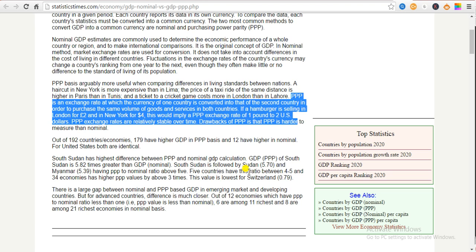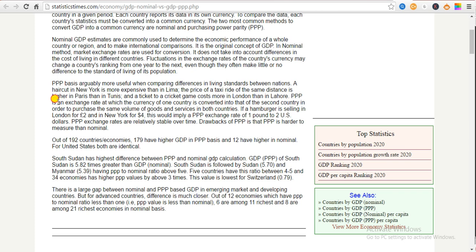So the PPP is an exchange rate, its own exchange rate. So you see, it's an exchange rate at which the currency of one country is converted into that of a second country in order to purchase the same volume of goods and services in both countries. So what they do is they use this exchange rate as a constant between the two countries to purchase the same value of goods. This is a basket of goods, so they're going to use that to buy a basket of goods of the same things in different places.